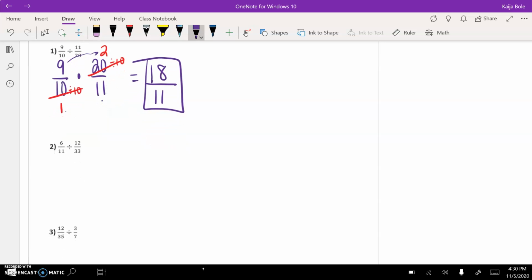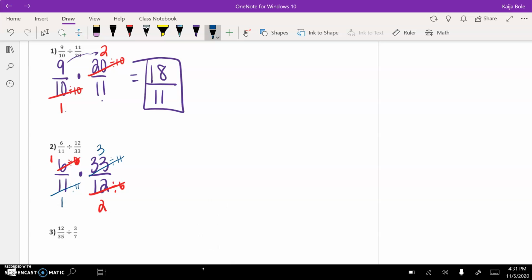Number 2 here, 6/11 divided by 12/33. So 6/11 times 33/12. So I'm looking, let's see, 6 and 12 here. I can divide both of these by 6. So my 6 becomes a 1. 12 divided by 6 is 2. Now, 11 and 33, don't forget about this one. Don't miss it. You can divide both of these by 11. So 11 divided by 11 is 1, and 33 divided by 11 is 3.